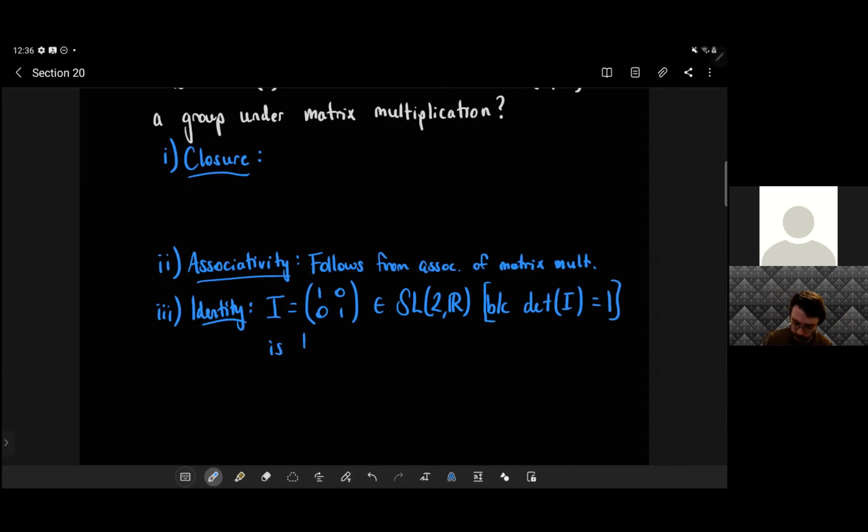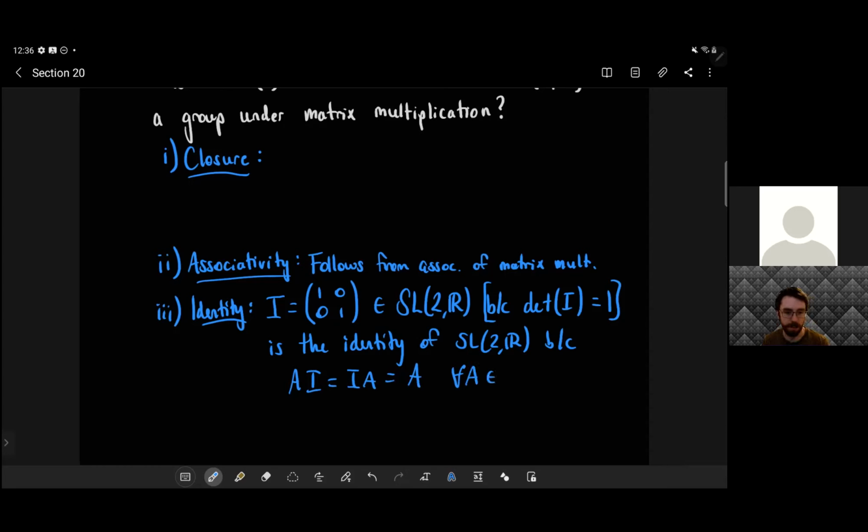And this is actually the identity of SL2R. That's why we call it I. Why is that? Because A times I equals I times A equals A. I mean, that's true for any matrix, right? The identity matrix commutes. It's one of the few things that commutes with matrices. So I could say it's true for everything in the set of matrices, but in particular, it's true of all the special linear matrices.